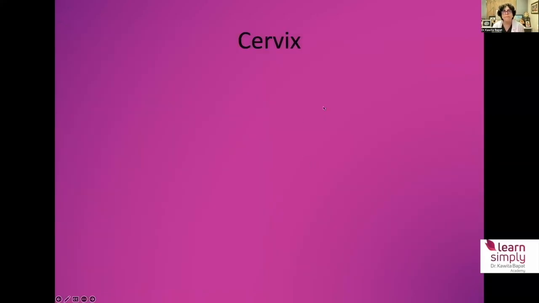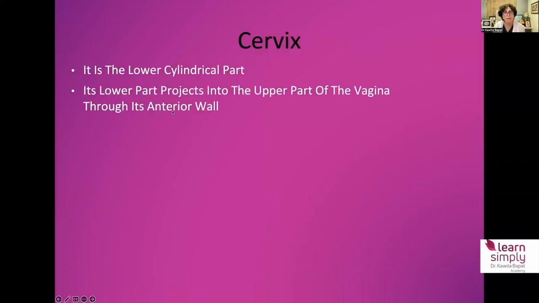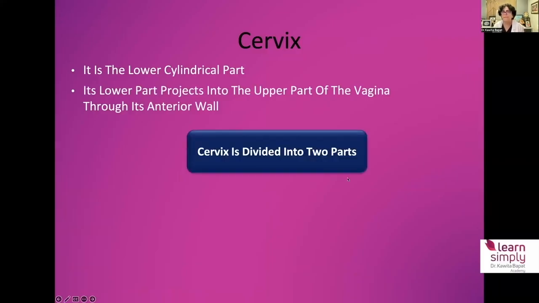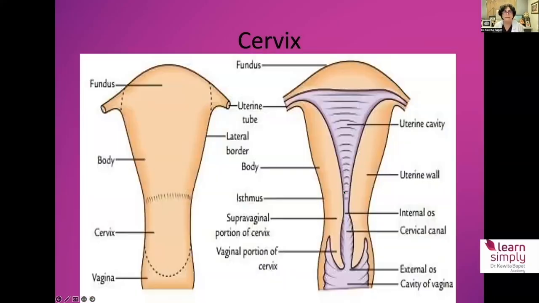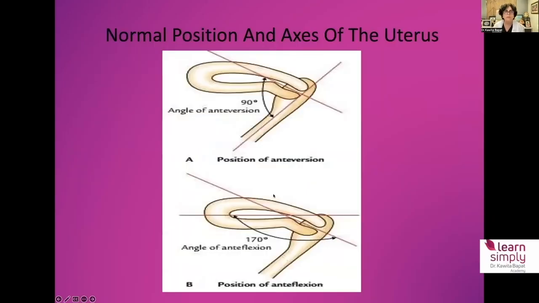So another important point is the cervix. It's the lower cylindrical part, and the lower part projects into the upper part of the vagina through the anterior wall, and the cervix again is divided into two parts. Number one, the upper supravaginal part. Number two, the lower vaginal part. Then you can see in this picture also the fundus, body, cervix and vagina. This is the internal os, and this is the cervical canal, and we can see the portion of the cervix over there.